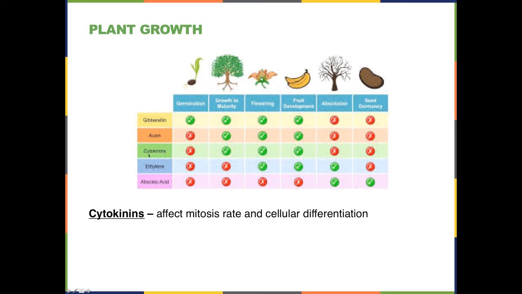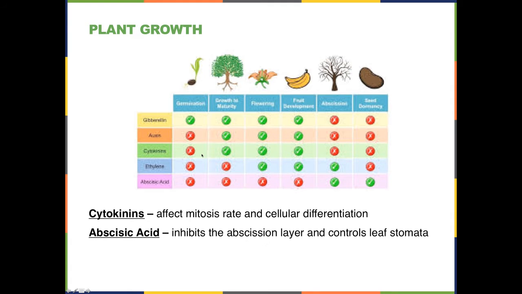Now we're on cytokines. And cytokines increase mitotic rate and cellular differentiation. So the cellular differentiation part causes growth and maturity here and causes the flowering to occur as well as fruit development. But it does not have any effect on the abscission layer or on the seed. And it does not cause germination.